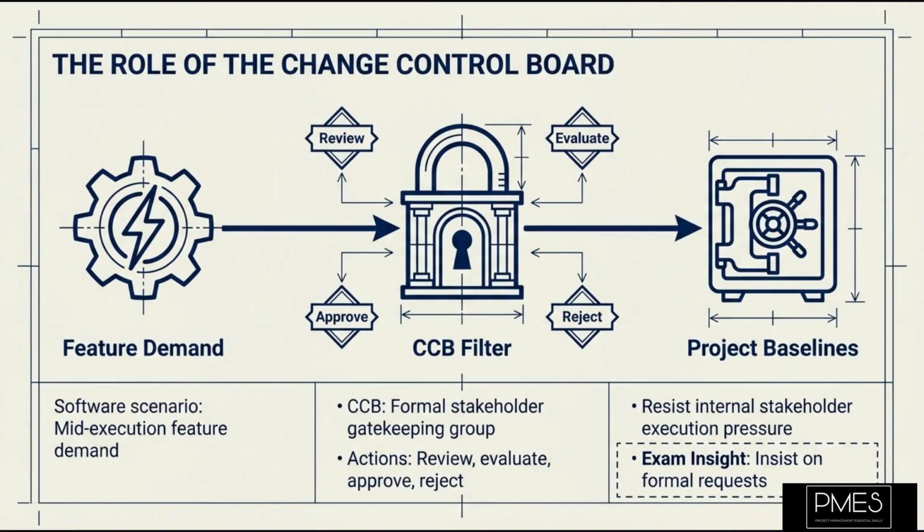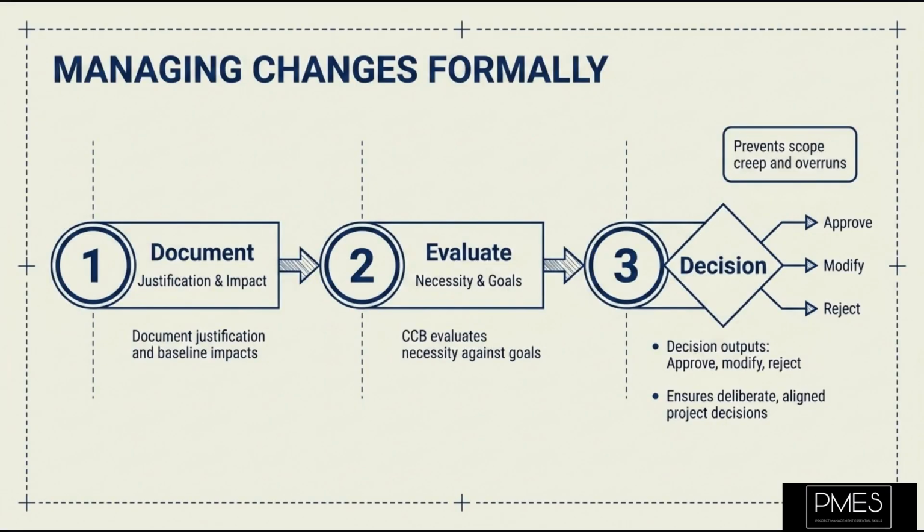You're going to want to remember this for your exam. The correct action is always to follow the established change control process. Alex must insist on a formal change request. Alex works with the marketing team to document their new feature as a change request. This request details the proposed change, its justification, and its potential impact on the project's scope, schedule, and cost baselines. He then submits this to the Change Control Board.